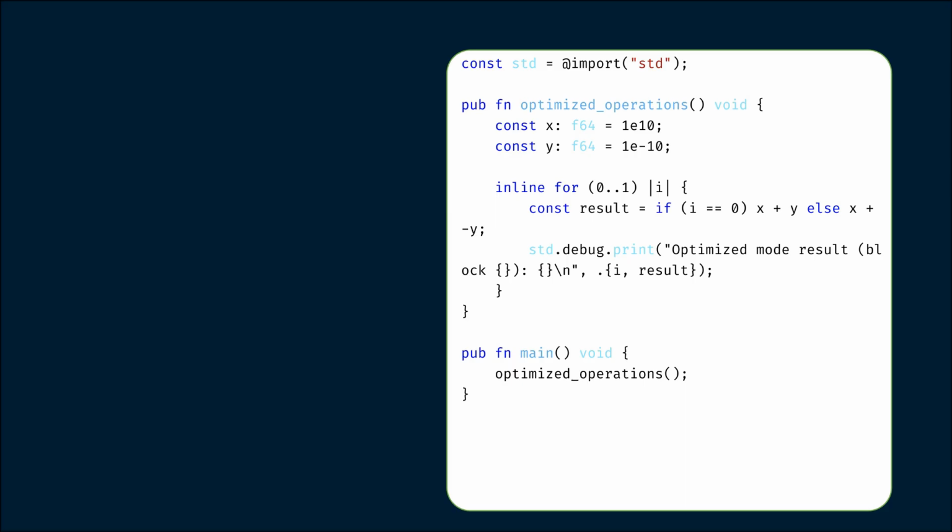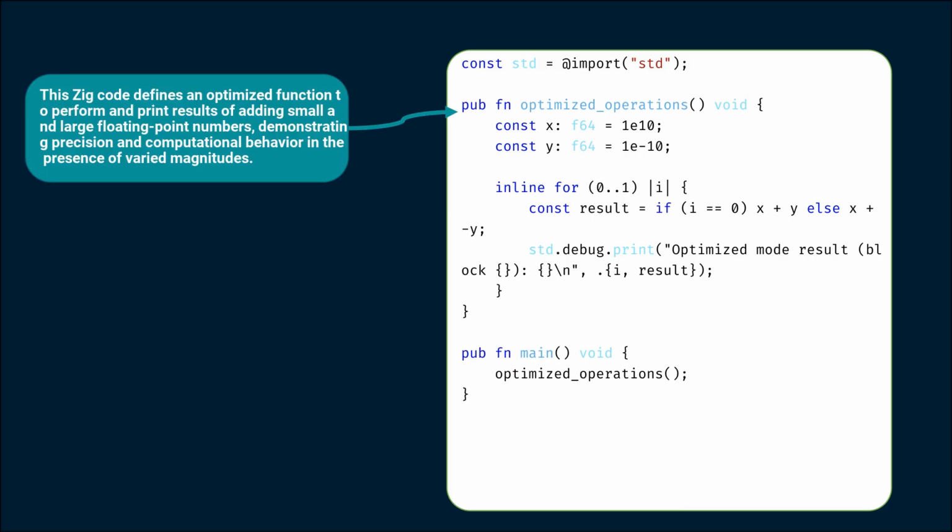Now let's see how we can utilize Zig's optimized mode for executing floating point operations efficiently. In this example, we define a function called optimized operations. Inside this function, we declare two floating point constants, x as a large number, 1e10, and y as a very small number, 1e10. We employ an inline loop that executes twice, where each iteration performs different computations. The first iteration adds x and y, while the second subtracts y from x.